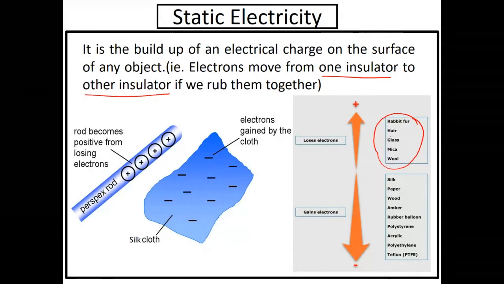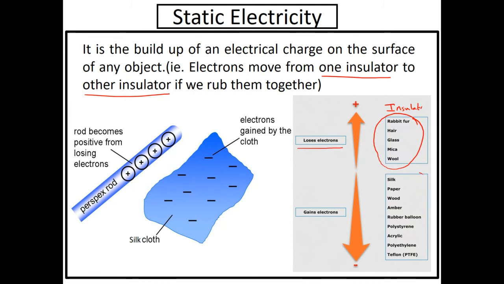Wood, glass, rabbit fur, hair, glass material, mica, wool, and all these materials have the nature of losing electrons. So these are the insulating materials. All these are insulators. So what is the nature of these insulating materials? They will easily lose the electron.